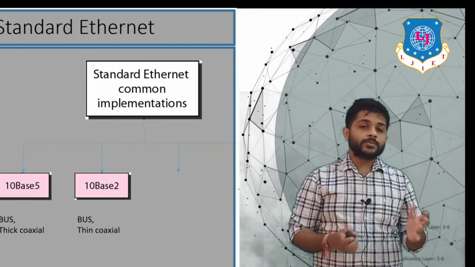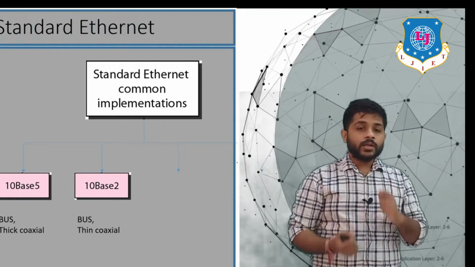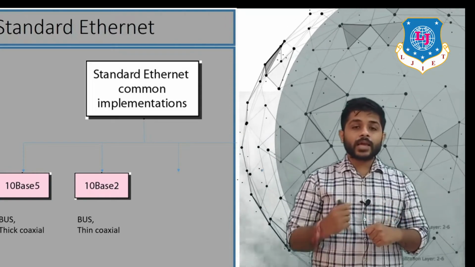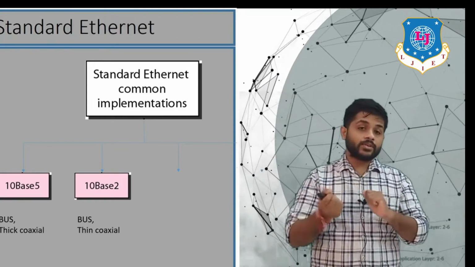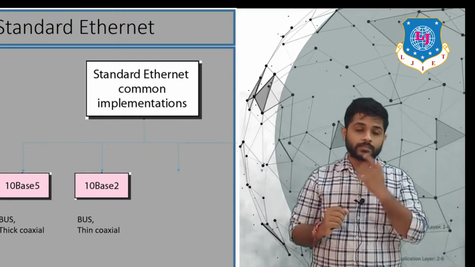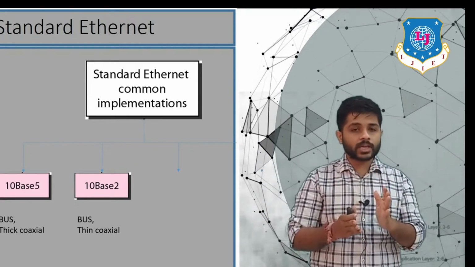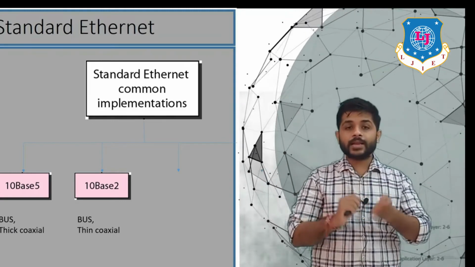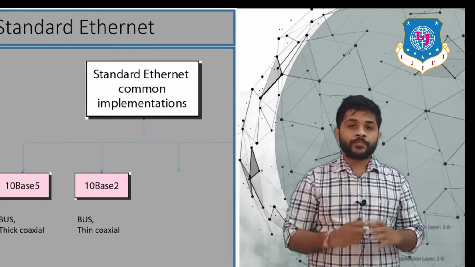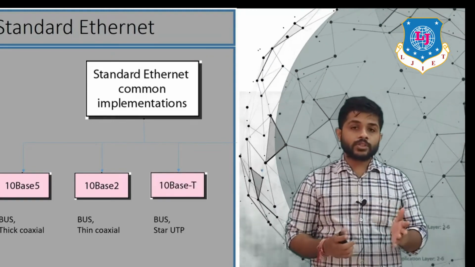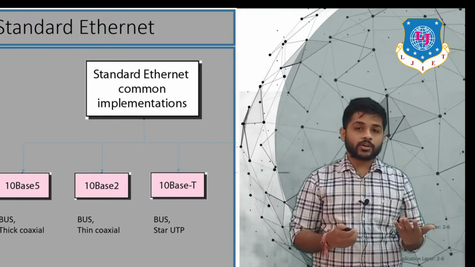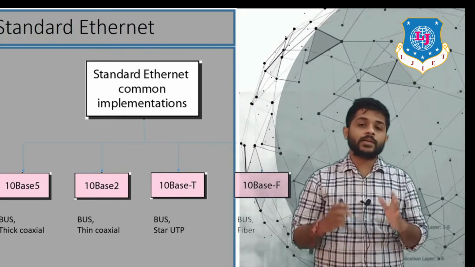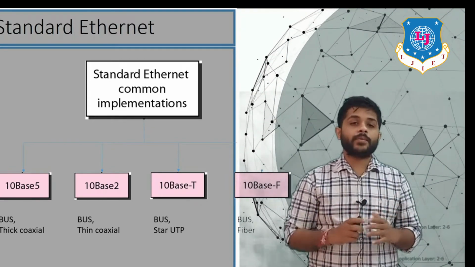So what is the difference between the thick and the thin coaxial cable? The thick coaxial cable cannot be twisted as easily as the thin coaxial cable. After that, the 10BASE-T is implemented in the star topology, and the last one is 10BASE-F. It is a bus topology using fiber optics.